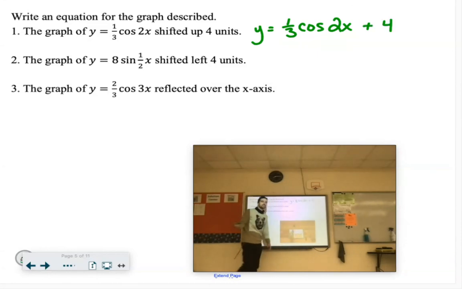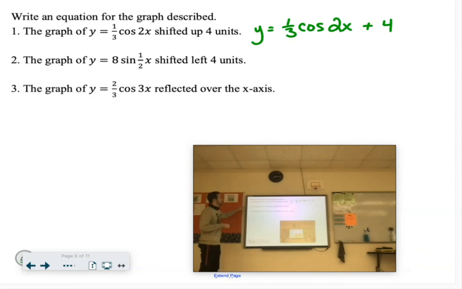Now, if they were asking other things about this equation, the 1/3 would be the amplitude, so it would go up 1/3, down 1/3. The 2 would affect the period, so you'd have to calculate period equals 2 pi over 2, and 2 pi divided by 2 is pi. So the period here is 1 pi. They're not asking any of this stuff, but eventually you will have to know this stuff.